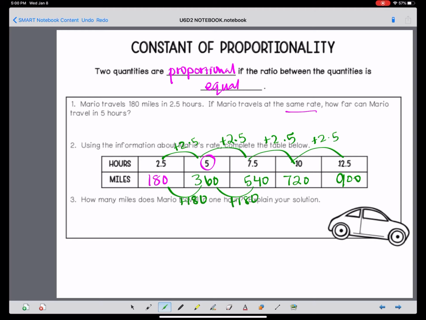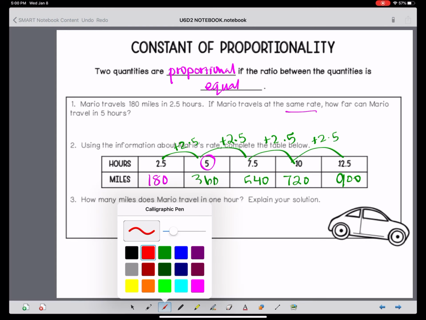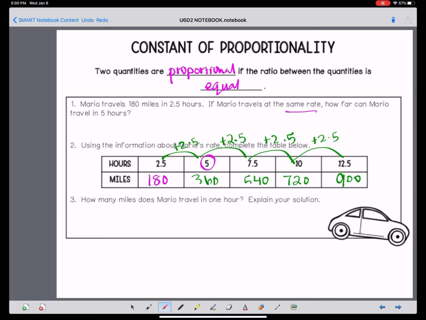So the question along the bottom is, how many miles does Mario travel in 1 hour? Explain your solution. We just want to know how many miles he can travel in 1 hour. Right now we know that he travels 180 miles in 2.5 hours. We also know he travels 720 miles in 10 hours. We just want to know how many miles he travels in 1 hour.